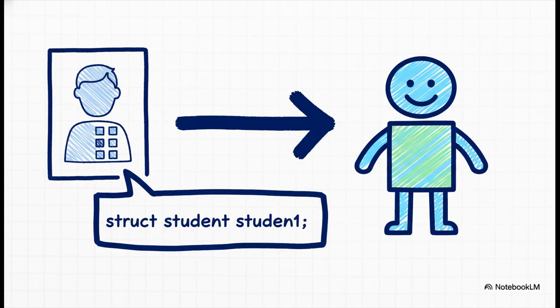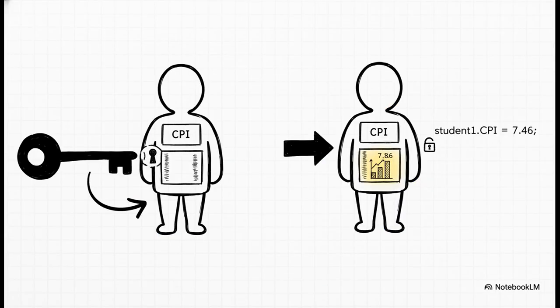It's really just like creating any other variable. You know how you'd write int x to make an integer? Well, now you just write struct student student1 to make a variable of our new student type. Boom, we've just brought our student blueprint to life. So how do we get data into our new student variable? For that, we use the dot operator. Seriously, just think of the dot as the key that lets you get inside the structure. When you write student1.cpi, you're basically saying, for this student1 variable, I want to access its CPI member. Then you can assign a value to it, just like you would with any other variable.